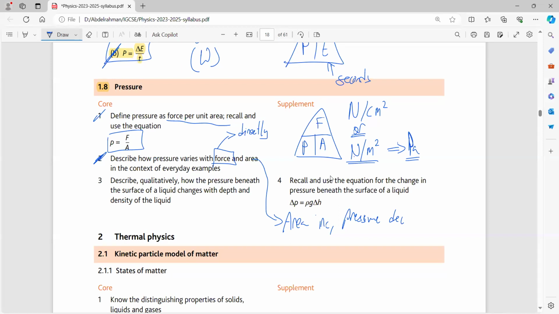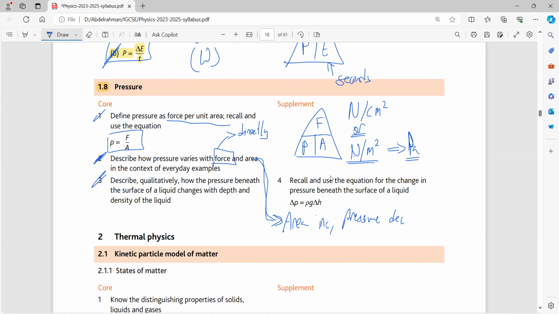But the area, this is one of the more popular questions. When the area increases, the pressure decreases. That's why, for example, you have tractors with wide tires. Why do they have wide tires? Because as the area increases, the pressure decreases. So usually they won't sink in the soft sand or in the mud.